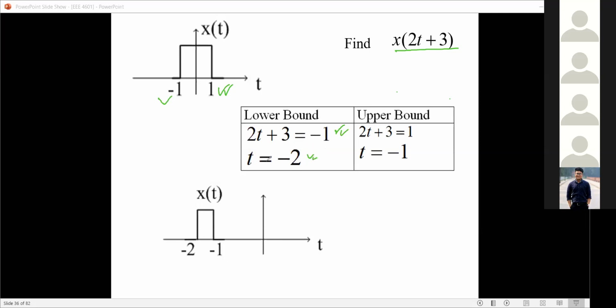So this will be the lower bound of your resulting signal x(2t + 3). Similarly, you can equate it with the upper bound and solve for t. This is the upper bound of your signal. Once these two time bounds are determined, within this time bound you compress your signal, and the amplitude of your signal remains the same. In this way, you can also sketch your signal.